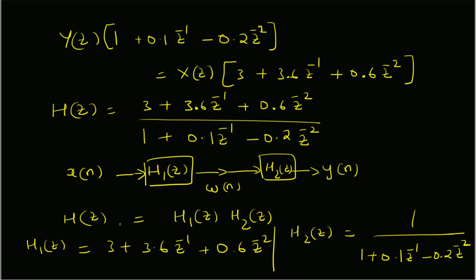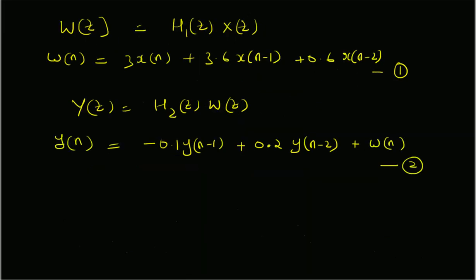So h of z is a product of h1 of z and h2 of z. h1 of z is the all zero system and h2 of z is the all pole system. Therefore the intermediate output because of h1 of z is termed w of n, which is going to be equal to 3 times x of n plus 3.6 times x of n minus 1 plus 0.6 times x of n minus 2. So that is the output due to h1 of z.